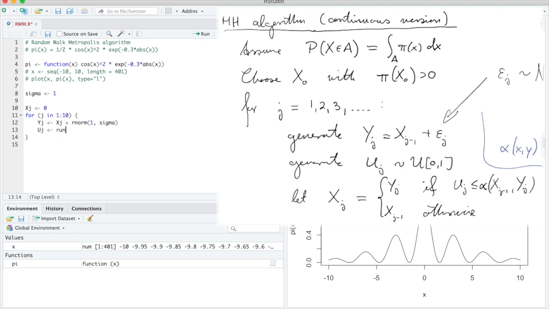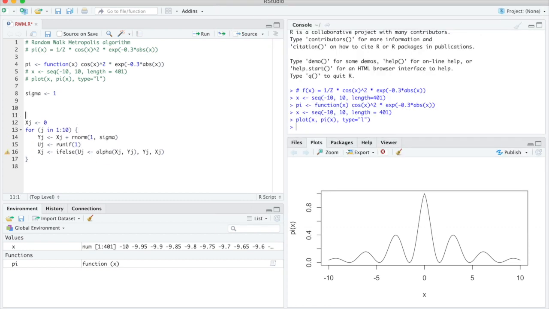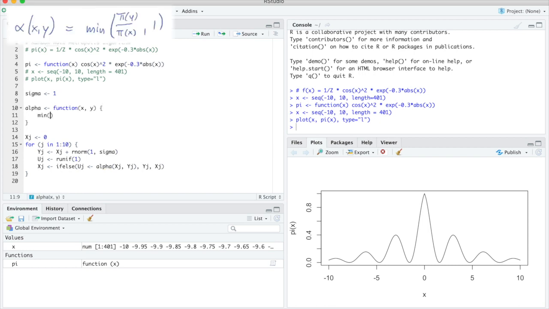So uj is runif, one sample in the range from 0 to 1. That's what we'll use to make the random decision. And then xj, the new value of the Markov chain, if we accept, will be yj, and otherwise it will be the old value. We accept if uj is less than alpha applied to xj and yj, and we just need to define alpha. Alpha for random walk Metropolis we know is the minimum of pi of y divided by pi of x, with 1. Good.